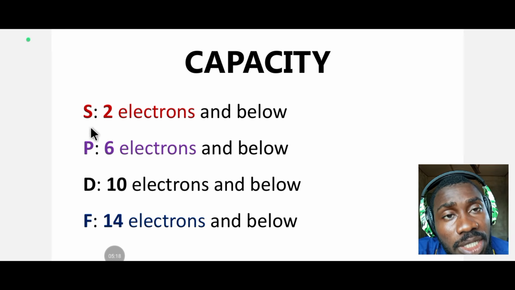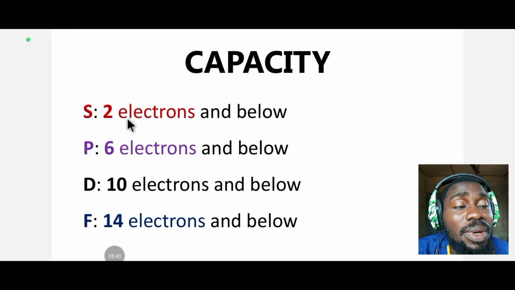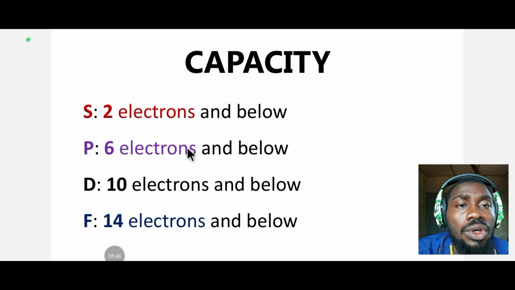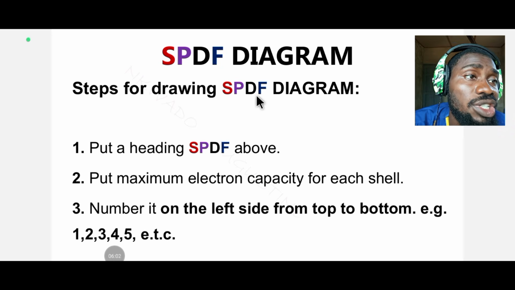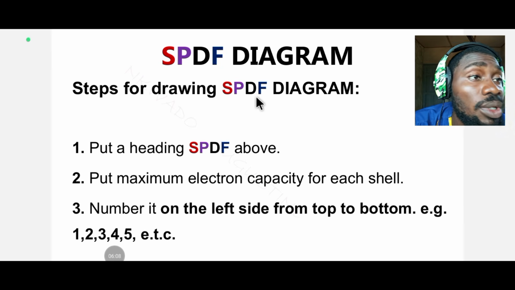So these are the maximum electrons that each of these orbitals or shells can accommodate. It is important to know this. You need to learn the capacity of each orbital or shell. Hope you are taking down notes. Moving on, having known the maximum capacity of each of the SPDF orbitals, we now know their electron capacity.